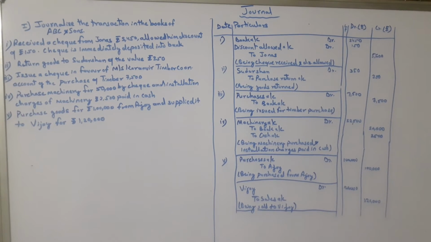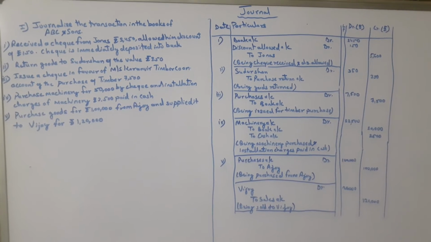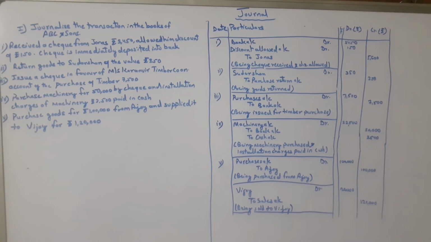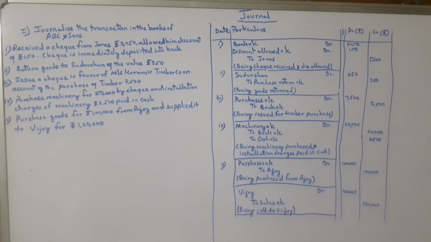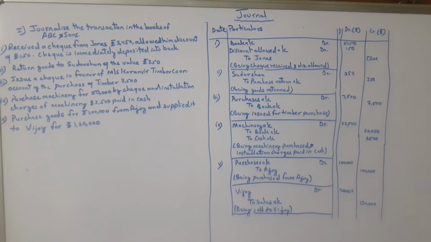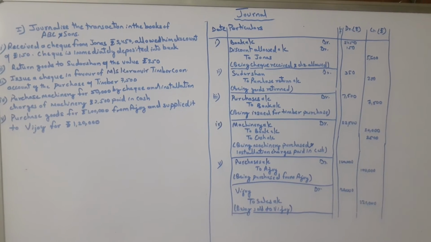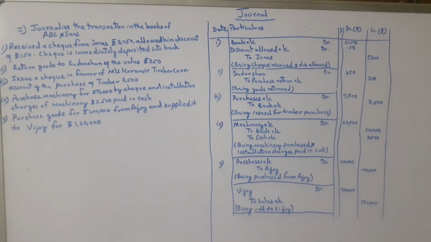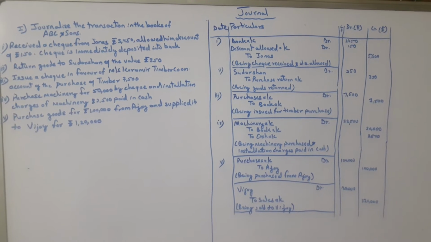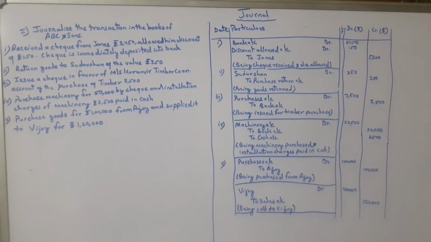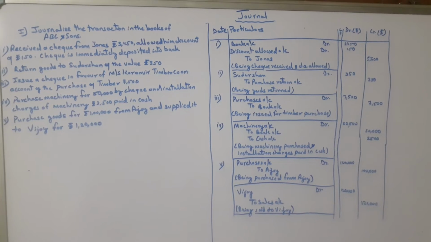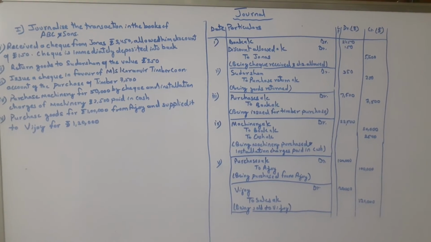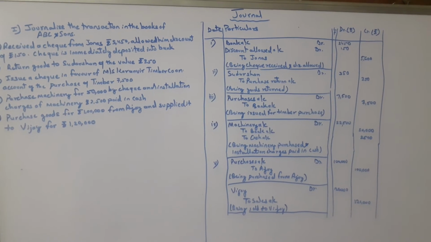Then next, purchase machinery for 50,000 by check and installation charges of machinery 2,500 paid in cash. So remember, we purchased a machinery. Machinery is an asset account. Therefore, asset account or machinery account is debited. We paid by check 50,000. Since bank represents the real account and the rule of real account goes like what comes in debited, what goes out credited. Here we are sending the check, outgoing check, therefore to bank account, and installation charges specifically mentioned paid by cash. Since cash is going out, therefore to cash account.